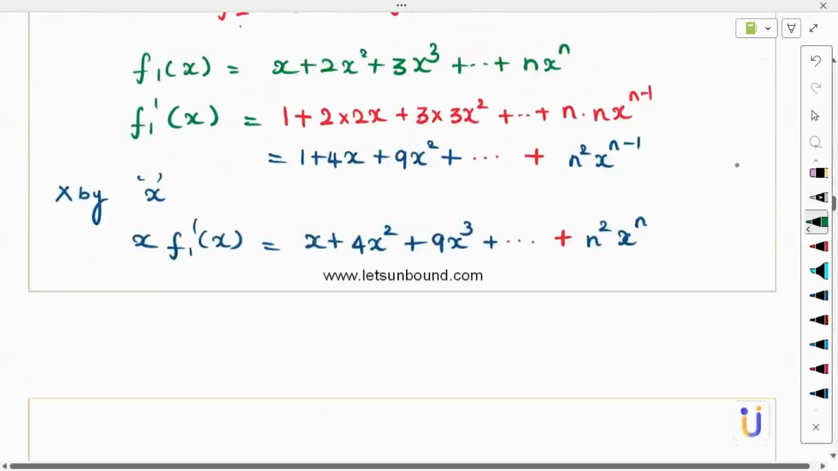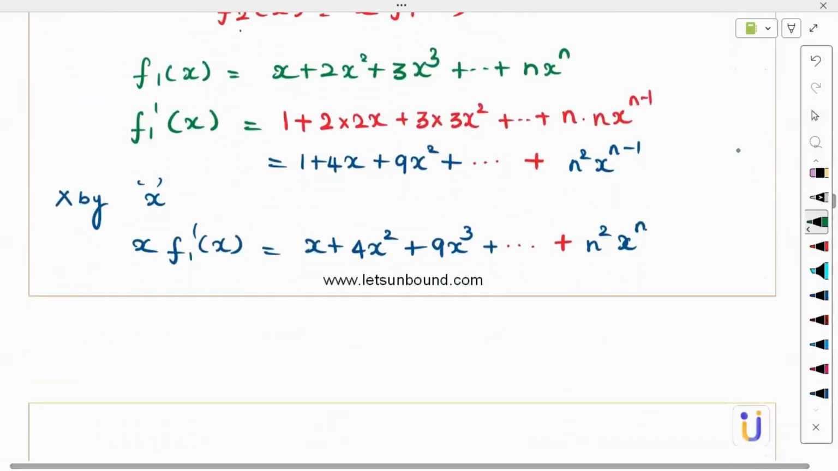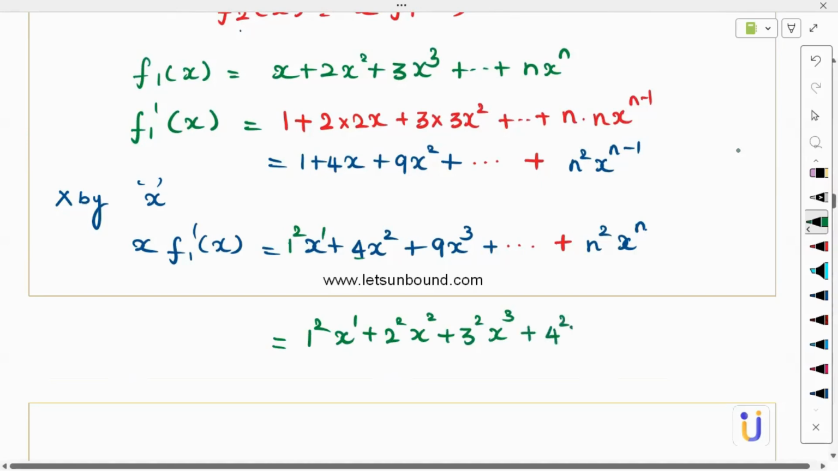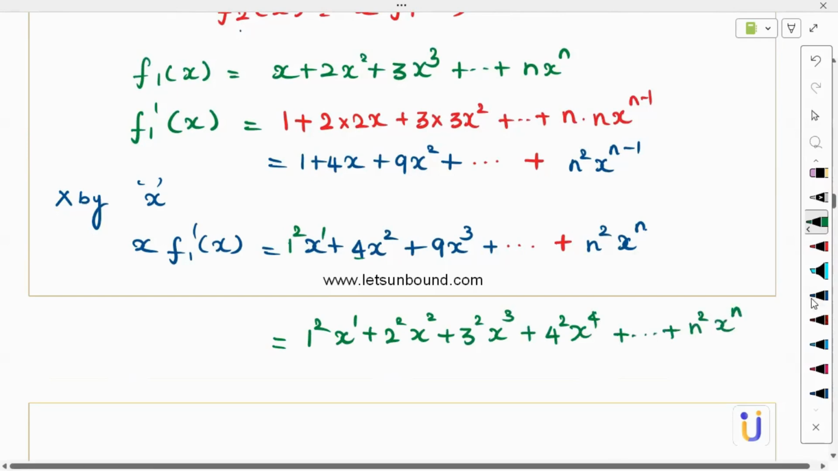Right. But I need to prove in this structure, sigma notation we have to. It's quite simple. So you can write x is common, like if first term x power 1, second term x power 2. And also I can write this as 1 square, right? X power 1. Then this can be written as 2 square, 1 square x power 1 plus 2 square x power 2 plus 3 square x power 3. Then next one will be 4 square x power 4 and so on, n square x power n, right?